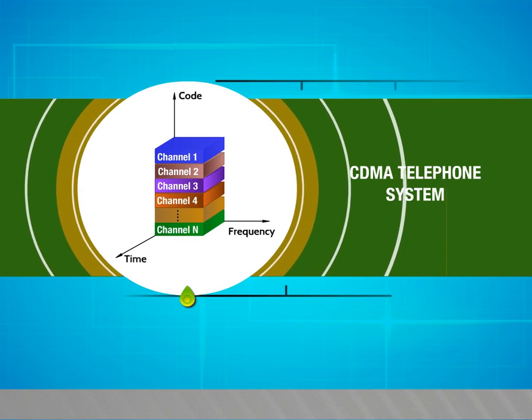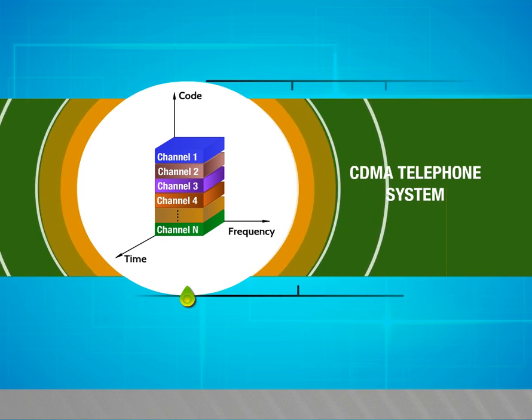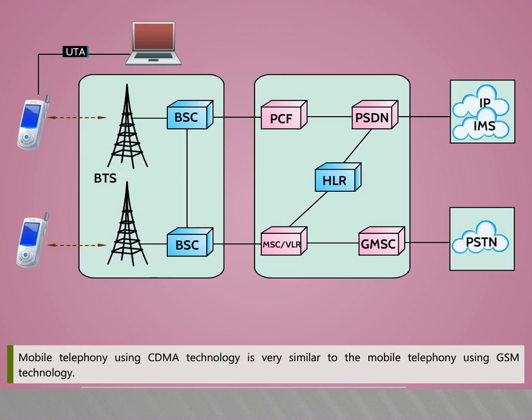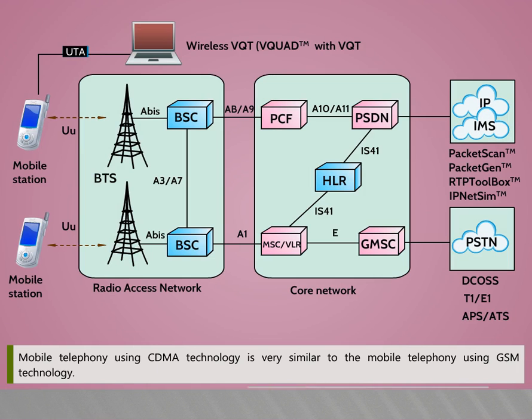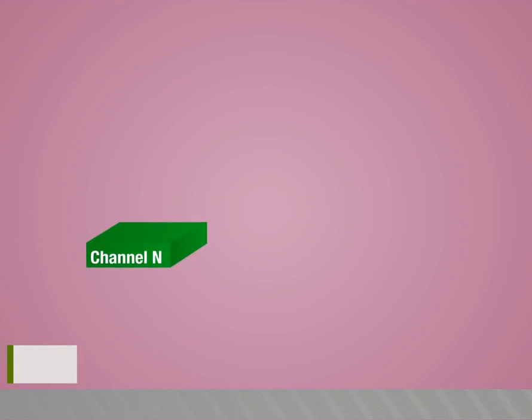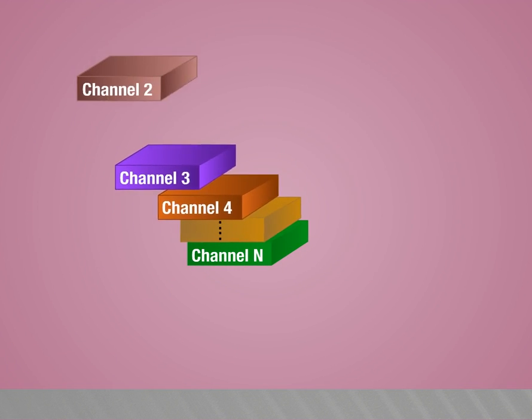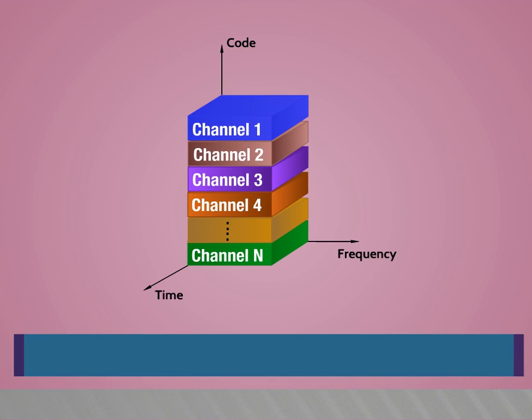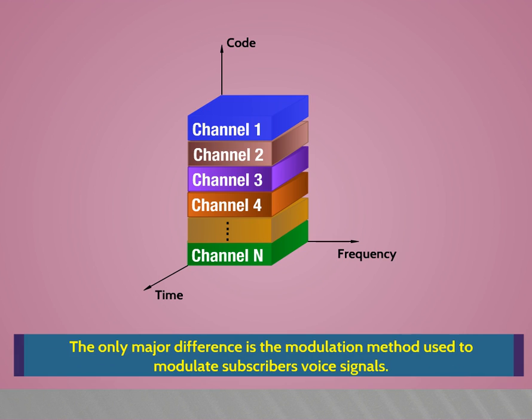CDMA telephone system. In this video, we are going to see about CDMA telephone system. Mobile telephony using CDMA technology is very similar to mobile telephony using GSM technology. It also uses the cellular architecture, base station, NTSO, etc. The only major difference is the modulation method used to modulate subscribers' voice signals.